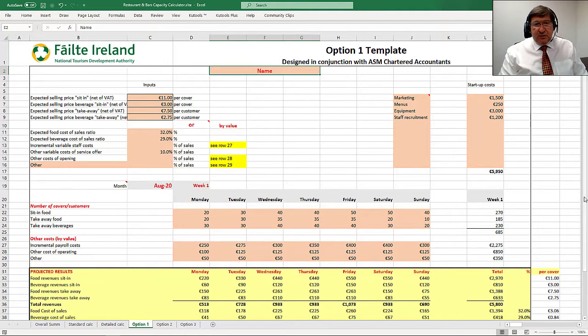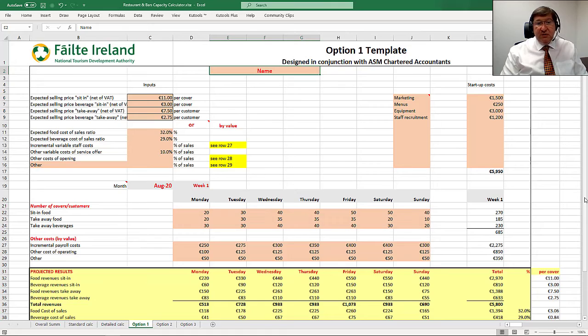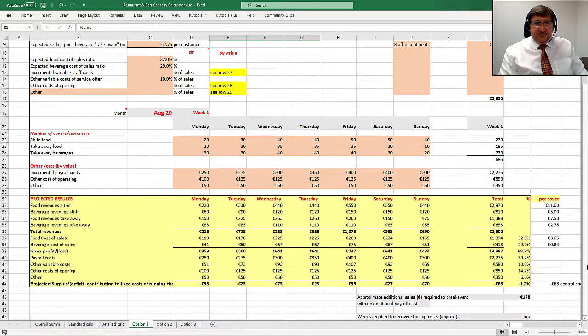Now enter the expected number of covers or customers here. Where you're considering a new service line, it is best to prepare projections for a number of months to allow for the ramp up in business demand, since it is quite possible that you could incur a loss in the first couple of weeks of trading before moving into profit. That's the extent of the data entry. Now let's look at the outputs.